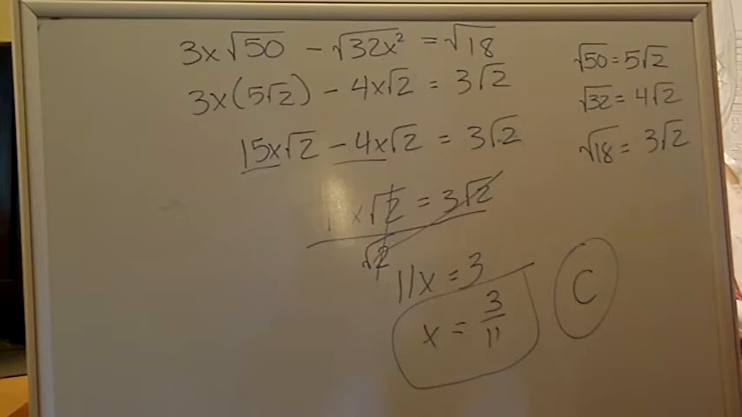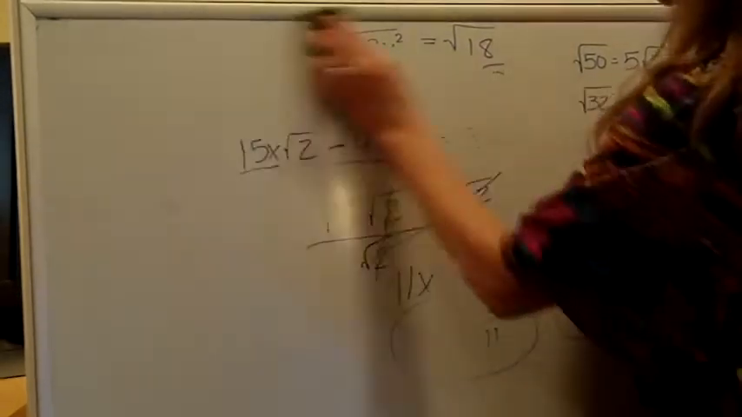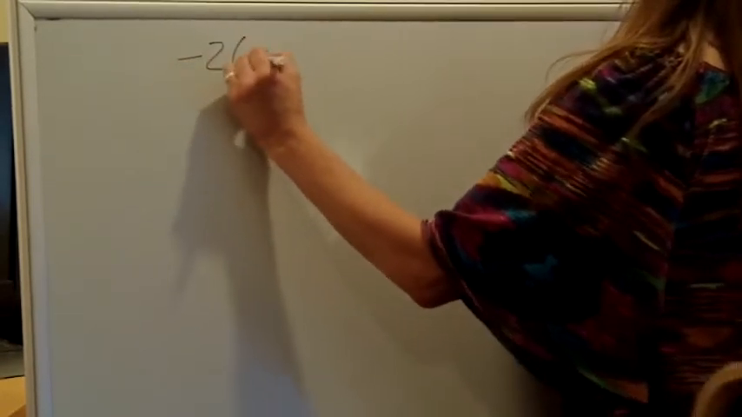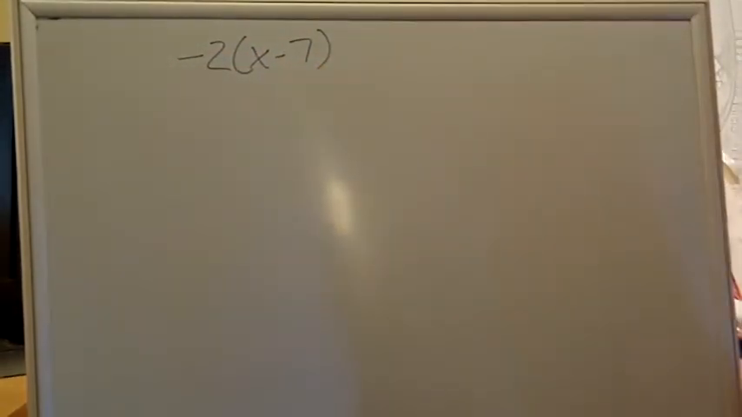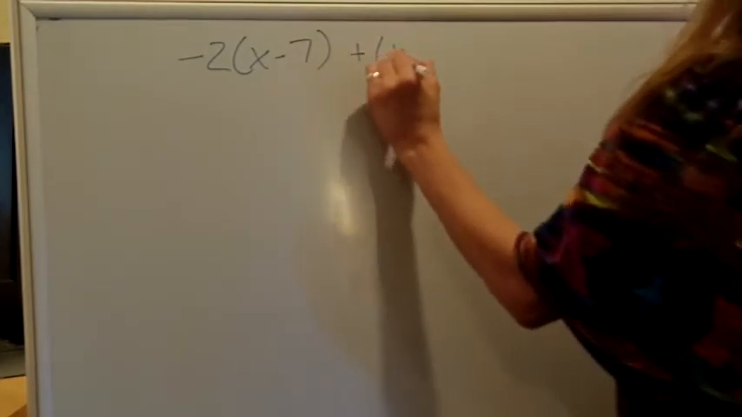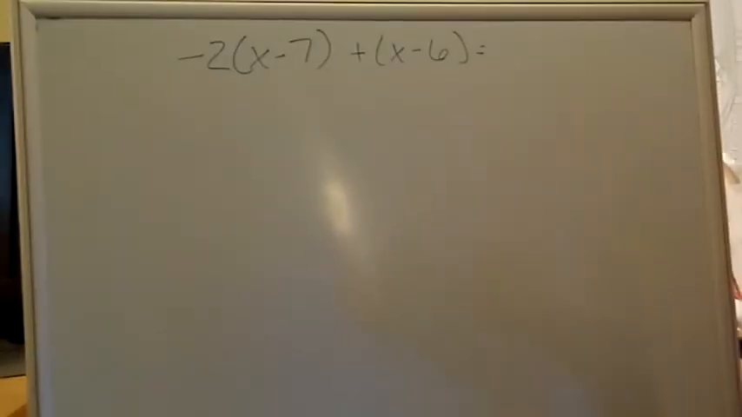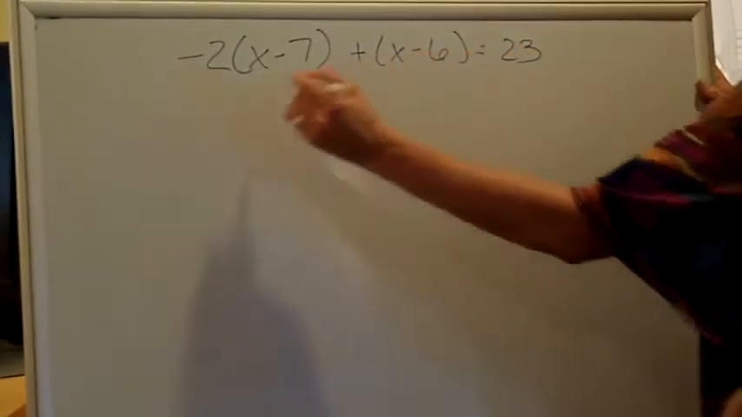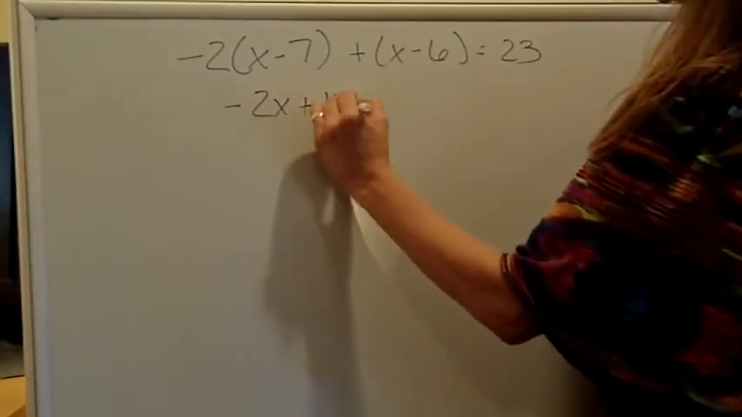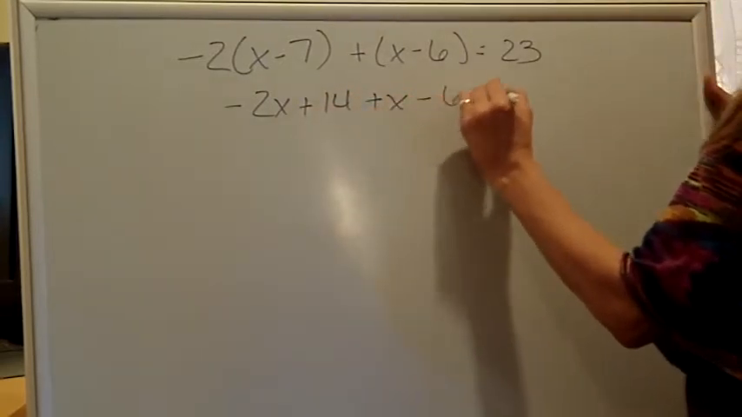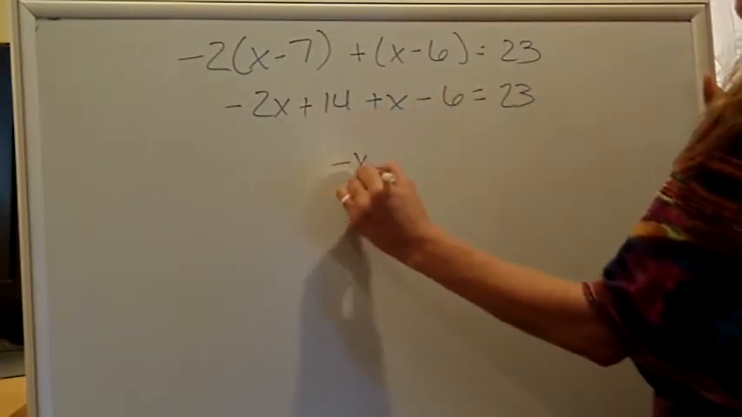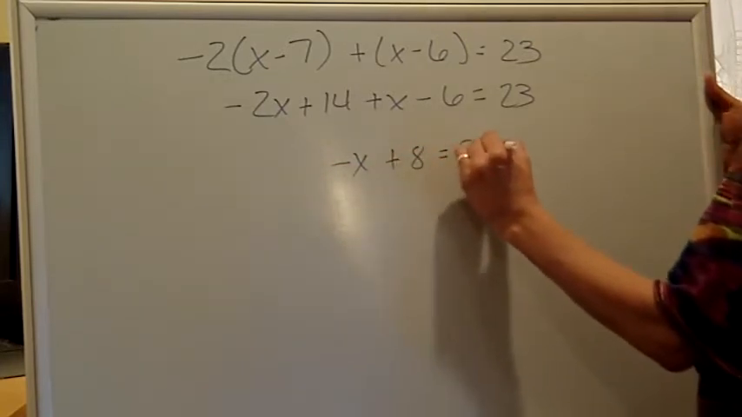48. Solving for x on a linear equation. It will take me probably longer to write it than it will for some of y'all to solve it. This is basic. I'll do negative 2 times x minus 7 plus x minus 6 equals 23. We're solving for x. Negative 2x plus 14 plus x minus 6. We get a negative x plus 8 equals 23.